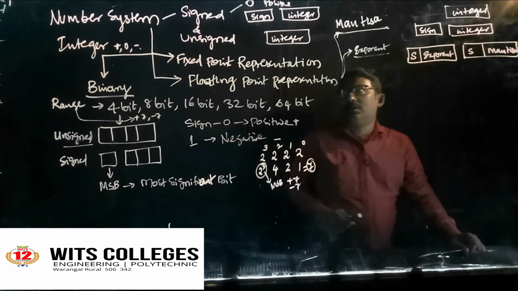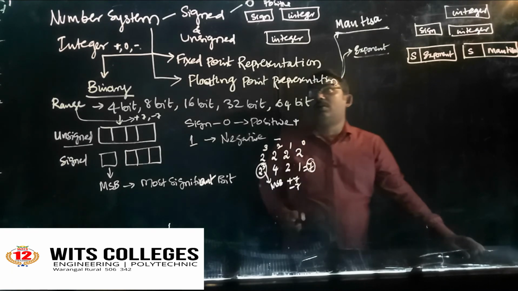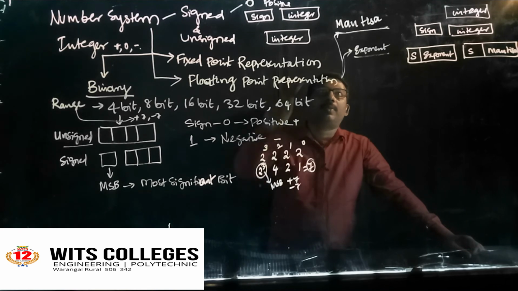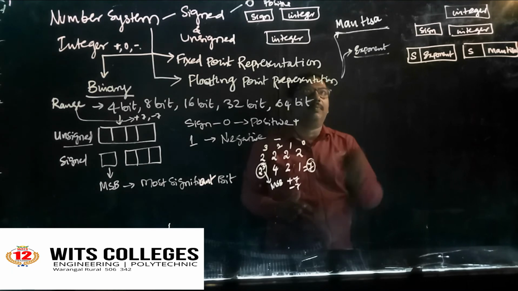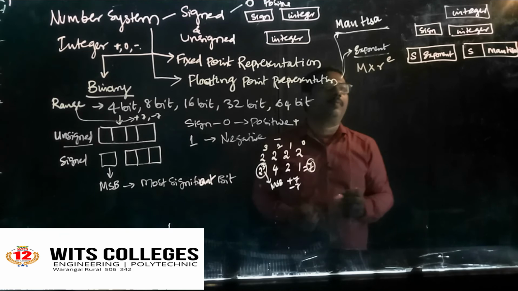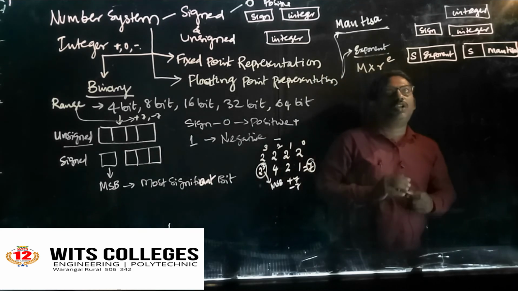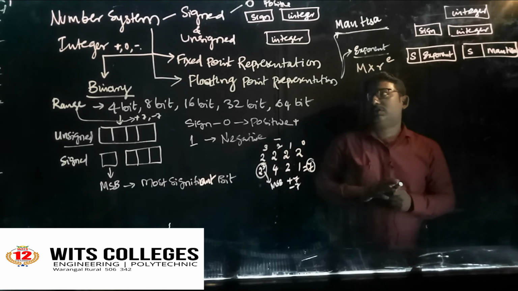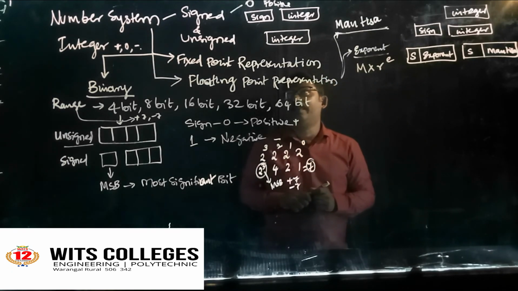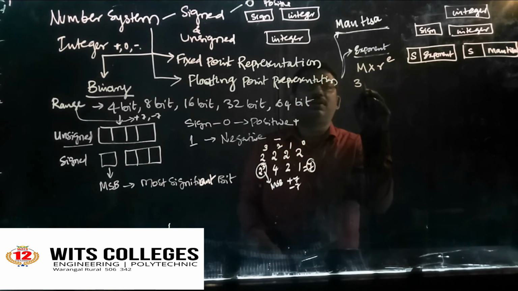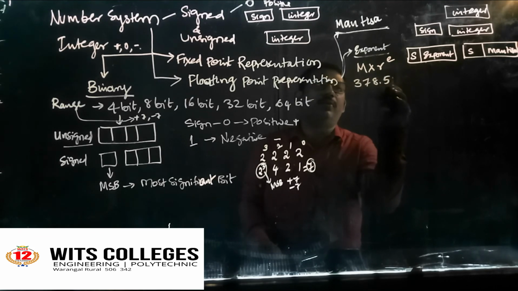For example, we are going to check the floating point, that is Mantissa as well as the sign. How is it represented? It is represented as m into r to the power of e. M into r to the power of e, that is the floating point. So let's take an example. Representation of number 378.53.